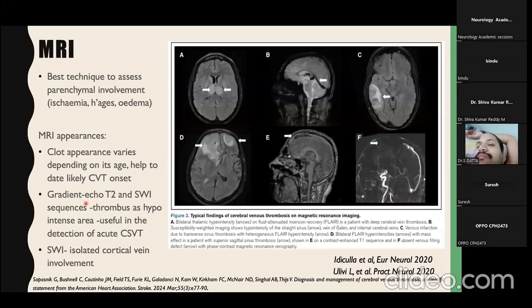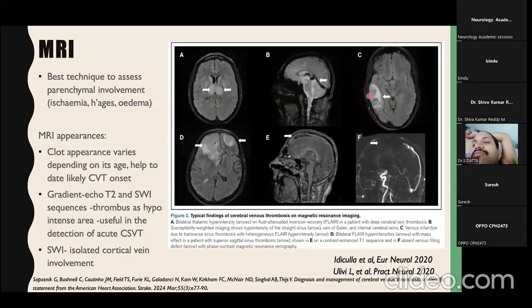GRE sequence, gradient echo sequence, and SWI are mainly used because the thrombus is hypointense in these sequences. They are very useful in detection of acute CVTs. In SWI, isolated cortical vein involvement can be identified with high sensitivity. Here we can see the T2 FLAIR image showing bilateral thalamic infarcts, and this is the SWI sequence showing hypointensity in the straight sinus, vein of Galen, and also internal cerebral veins.